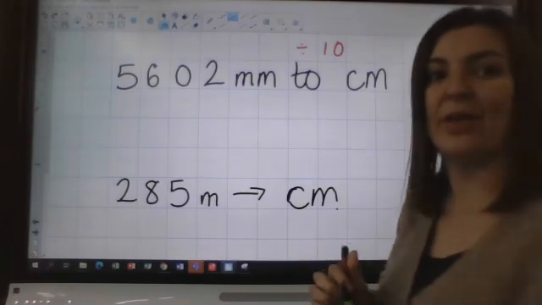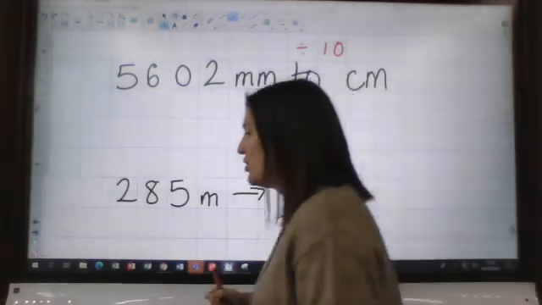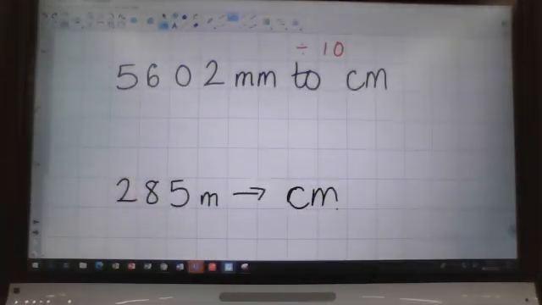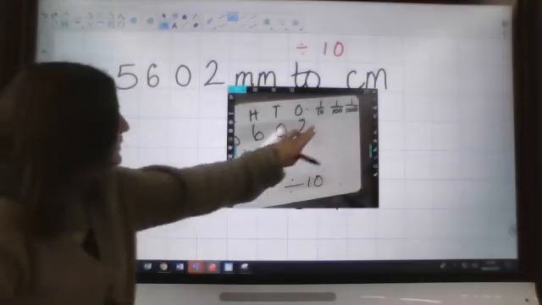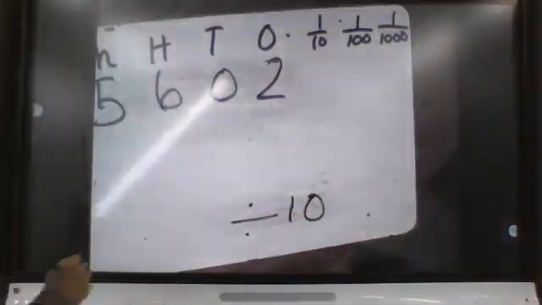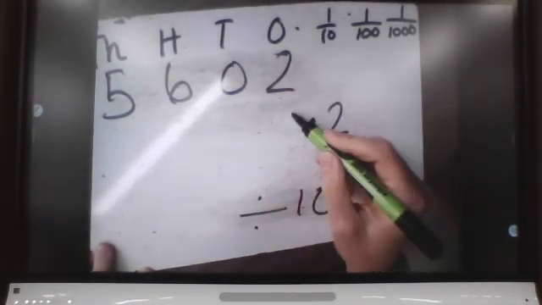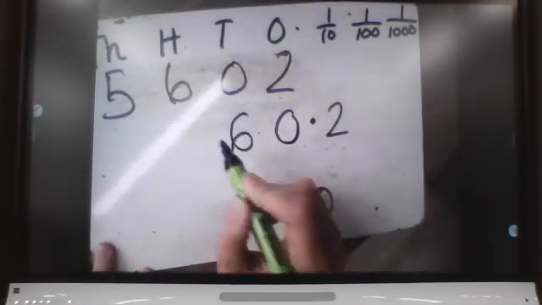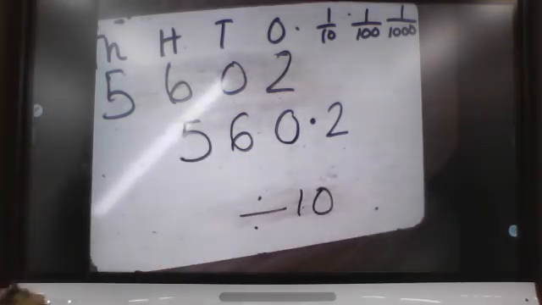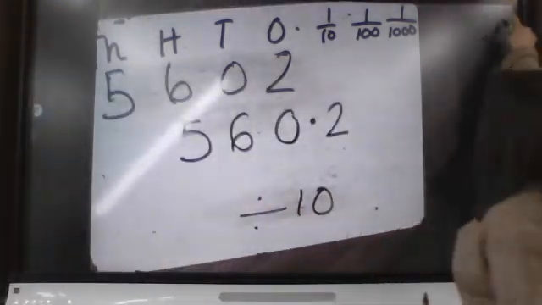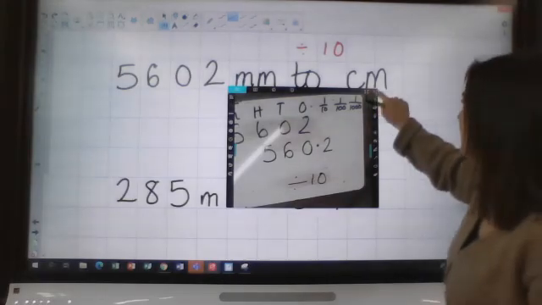So let's check it together. So we're dividing by 10. So 5,602. 5,602 divided by 10. So I'm moving 1 place again. So the 2 goes into the tenths. Don't forget the decimal point. 0. So 560.2 should have been your answer.